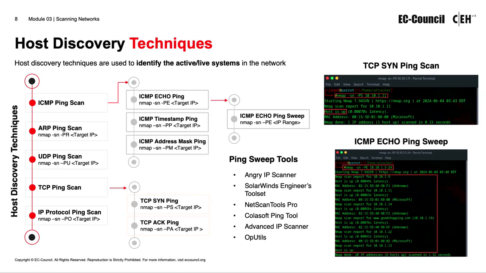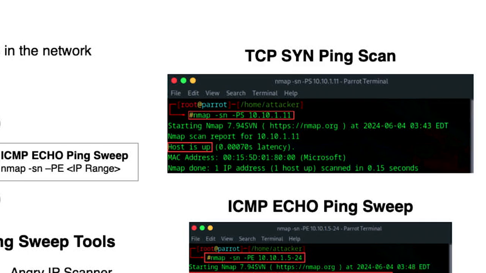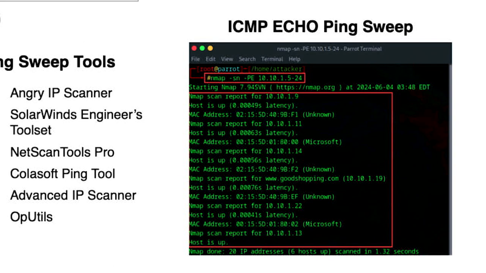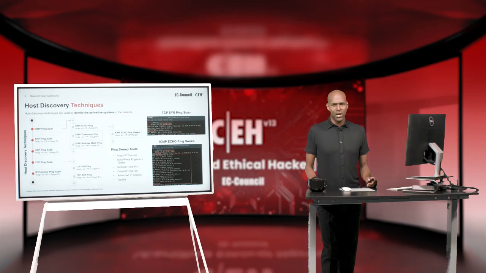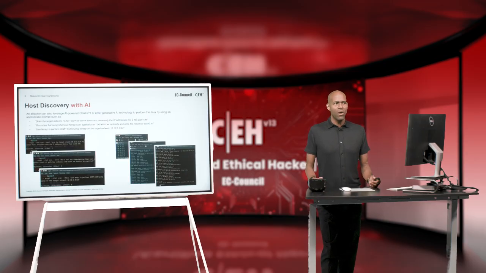And then this is a really great overview because you see a list of the tools that are available. Angry Scanner, Engineers Toolkit, NetScan Tools Pro, Colasoft Packet Builder, Colasoft Ping Tool, Advanced IP Scanner, and OpUtils. And then they show you some of the output of some of the scans here on the far right side for echo and SYN scans. All right, so yeah, we have a whole list of tools that we saw in the previous slide. And just like we've been talking about, we can tell AI to make use of those tools in order to conduct our scan. And I tell you what, this makes it a lot easier.